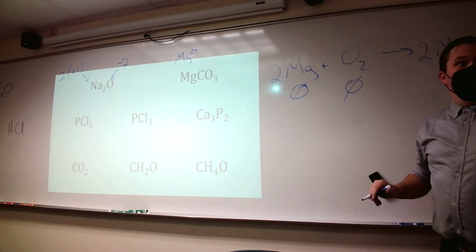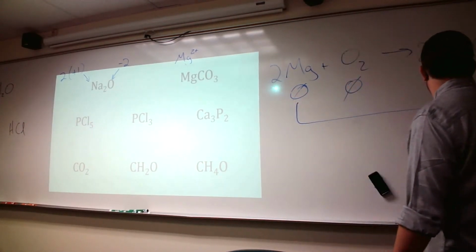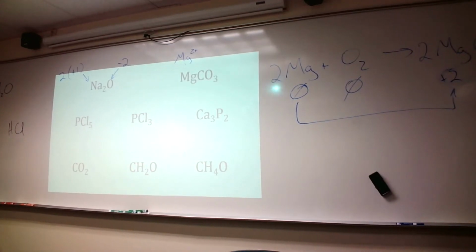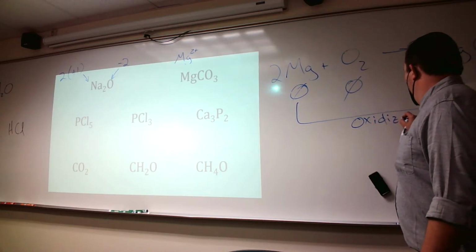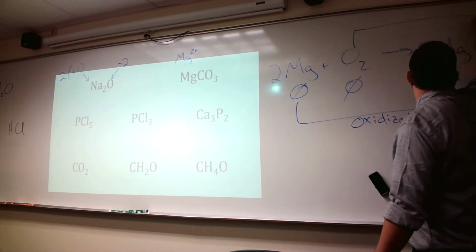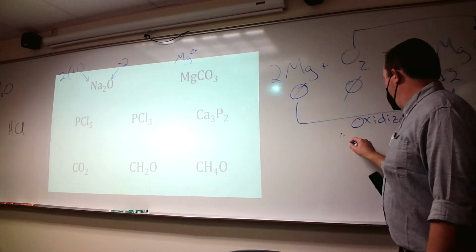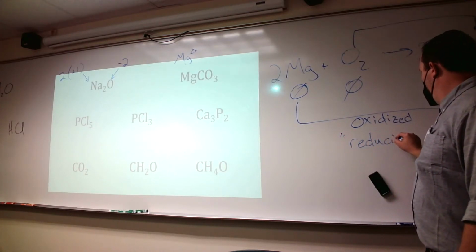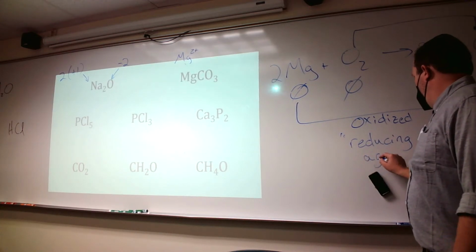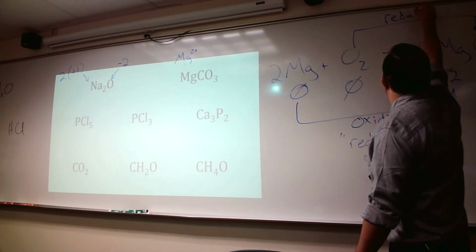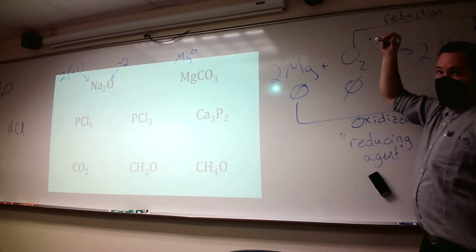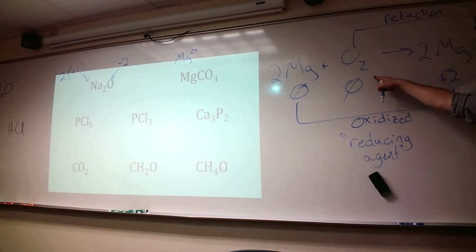So that's when we would come in and say, okay, well, the magnesium went from 0 to +2. Now we can say whether that's oxidized or reduced. Oxidized, in this case. Which means it's the reducing agent, because the other piece is what's being reduced. Here's our reduction. And oxygen is the oxidizer. Oxygen is the oxidizing agent.